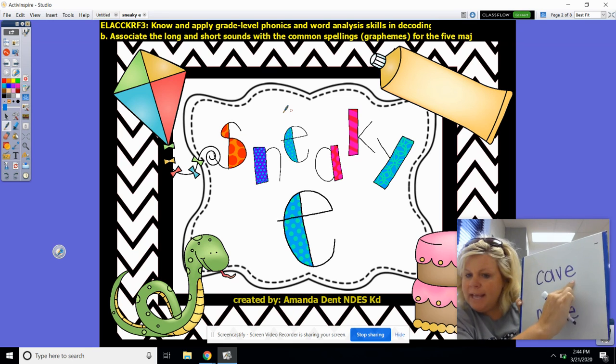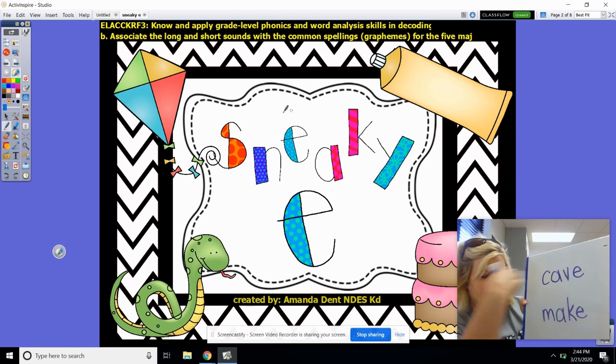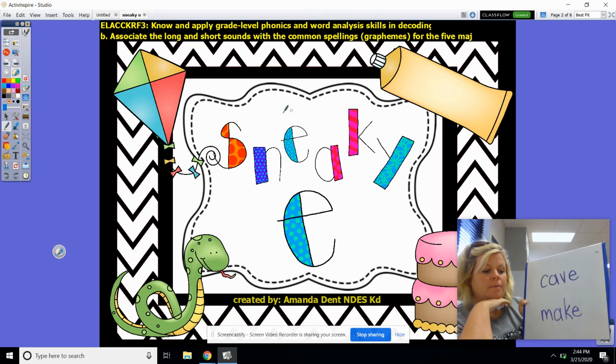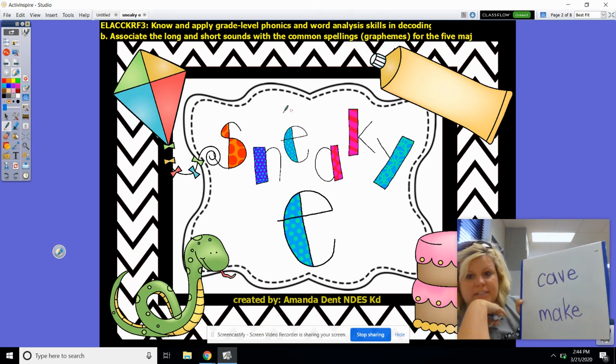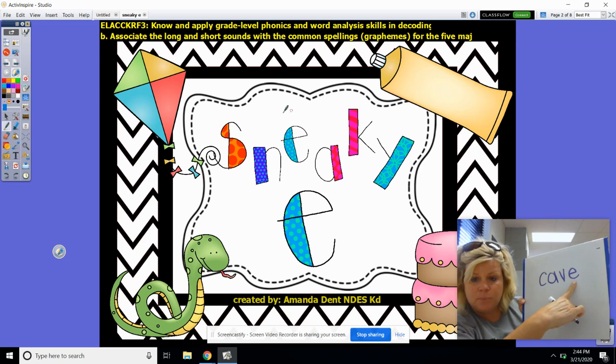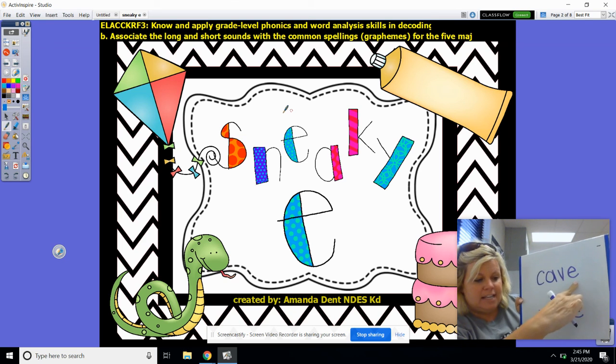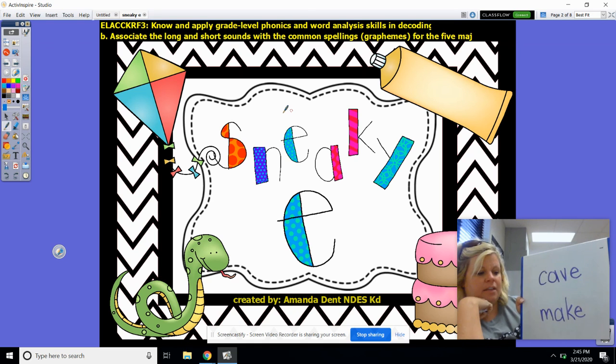An E does, but what kind of E? A sneaky E. Let's look at this first word on my paper. Do you see any vowels? Yes, we see an A and we see an E. When E is at the end of a word, is the E at the end of the word? Yes, the E is at the end of the word.